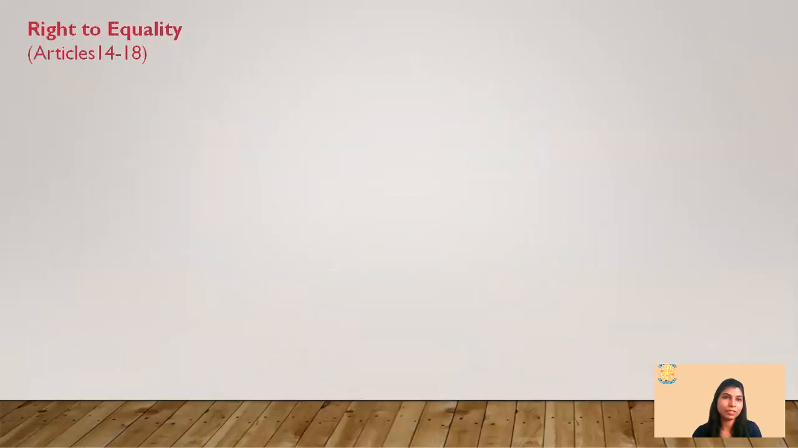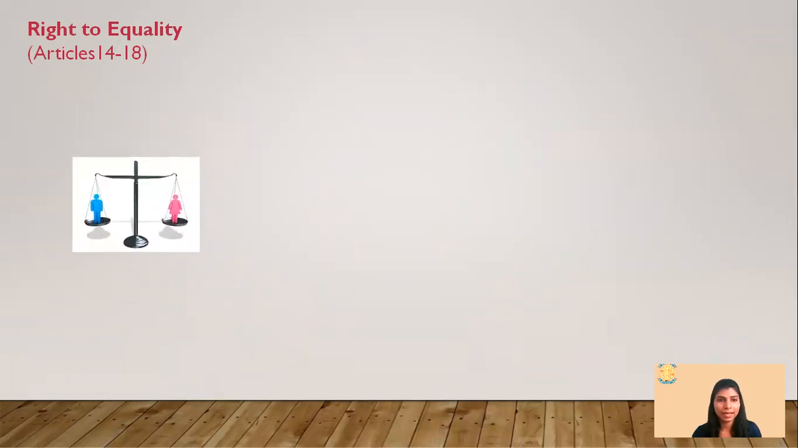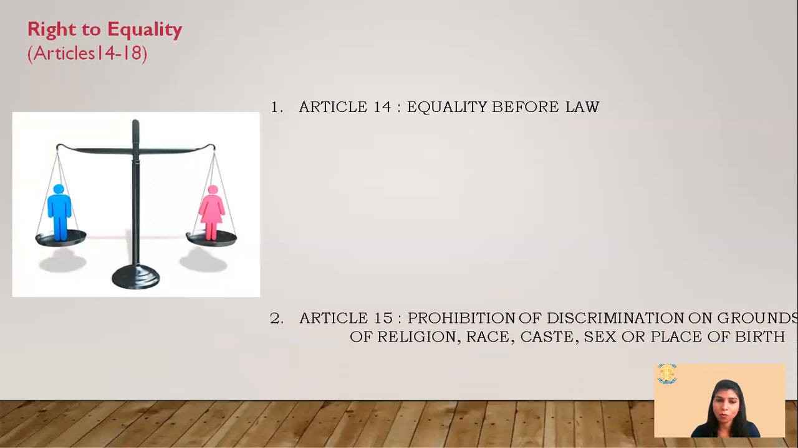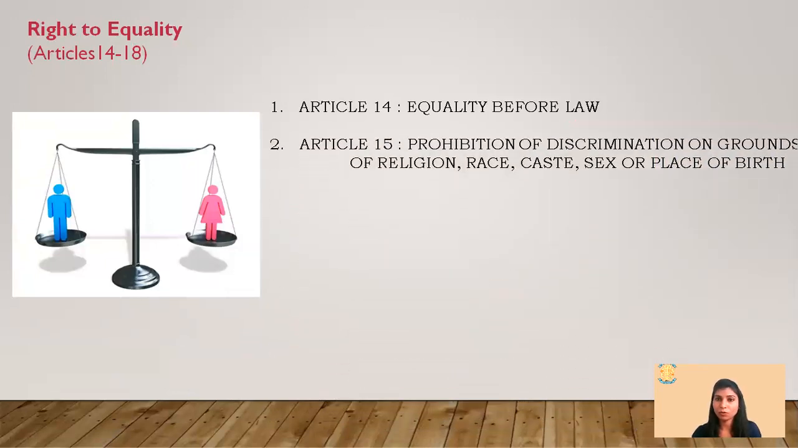Now we'll see one by one. Right to equality, which is mentioned under Article 14 to 18. So in the eye of law, as I said, we can't do any discrimination, whether the person is girl or boy or child or old age. No, everyone is same. ठीक है, injustice नहीं होगा. So Article 14 talks about equality before law. Article 15 talks about prohibition of discrimination on the ground of religion, race, caste, sex or place of birth.